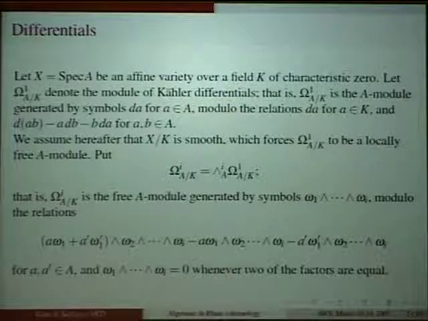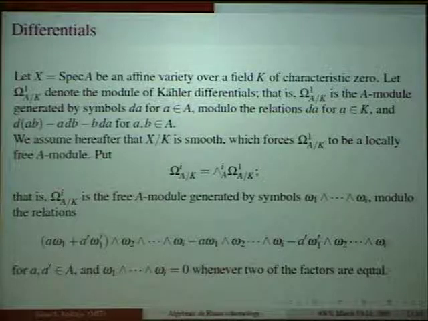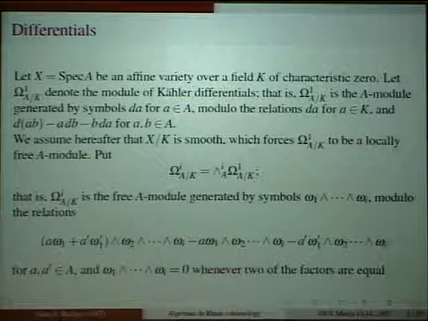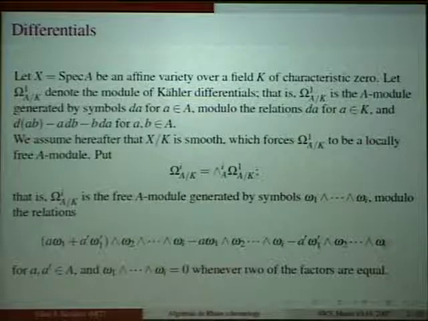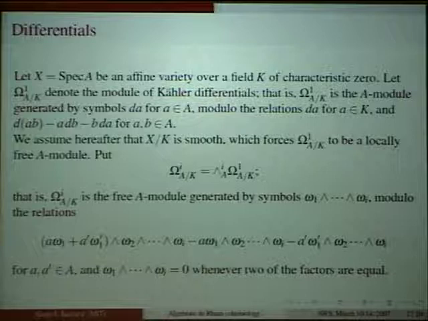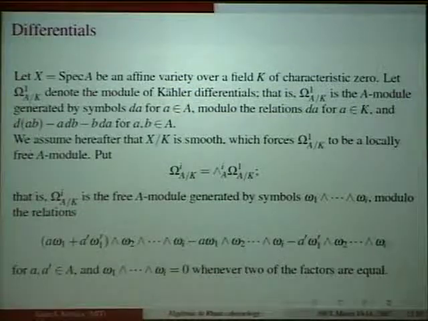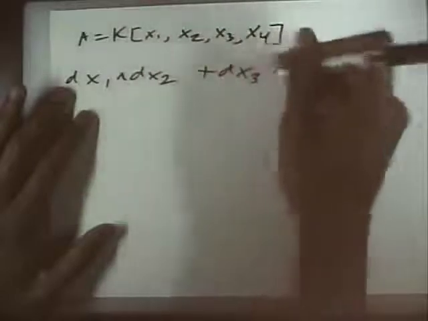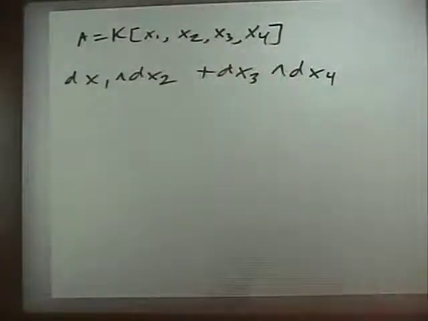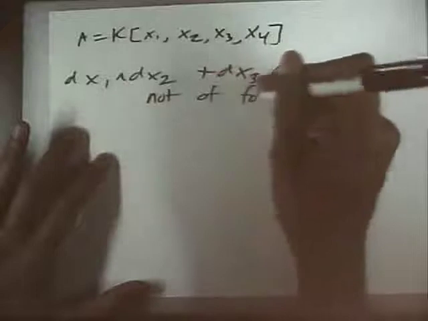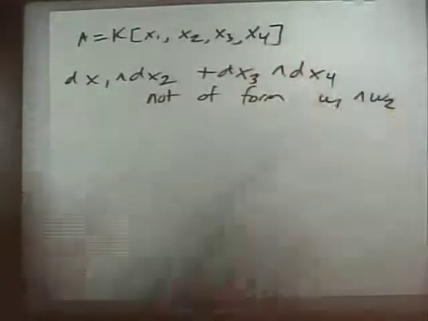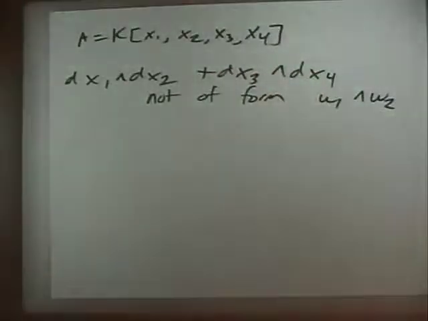Reminder, there are certain elements which are interesting in here because they can be written as decomposable tensors. But if, for instance, you have four or more variables, there are things which are not decomposable. Like this 2-form, which is not decomposable. It is not of the form omega 1 wedge omega 2. So just keep that in mind.